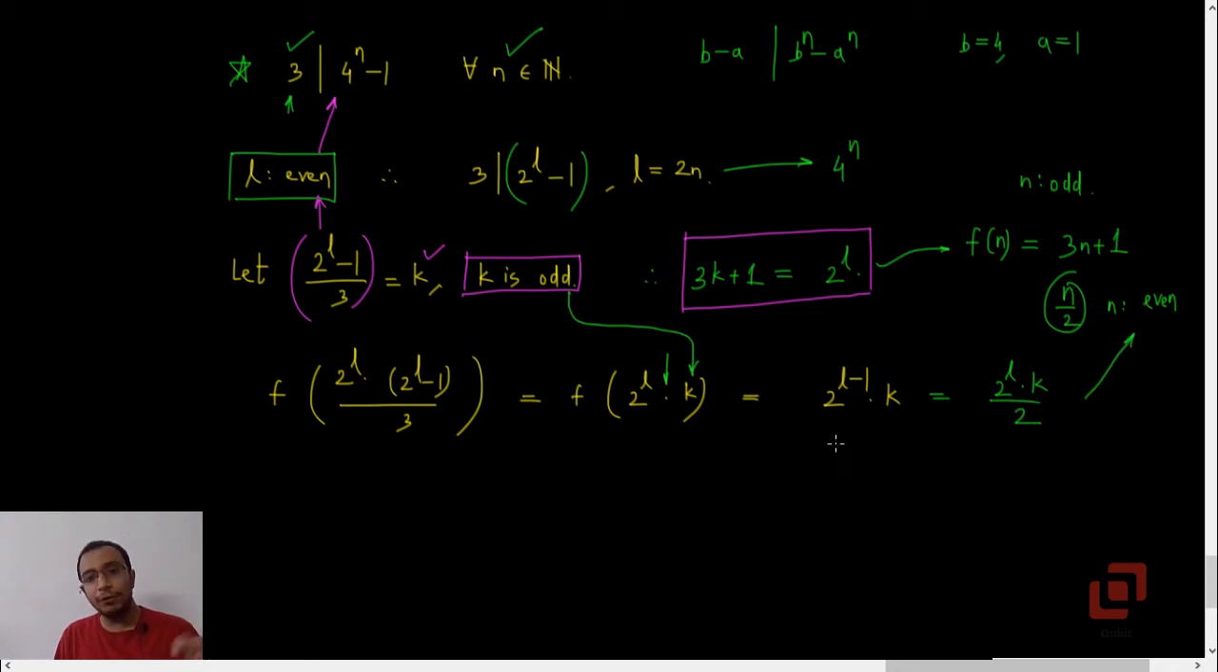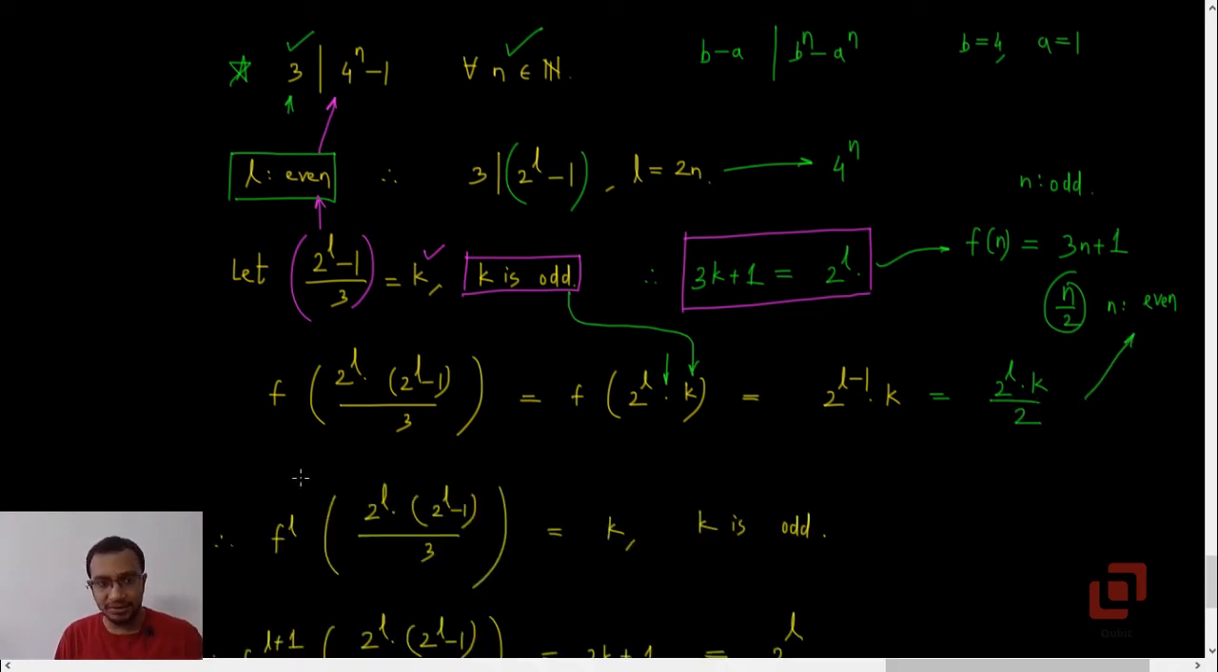Okay, now we have to apply this L times, isn't it? We have to apply it L times so that the index of 2 becomes 0. If we apply it once, then it becomes L minus 1. So we apply it L times. If we compose the function L times, then it is going to be 2 raised to L minus L or 2 raised to 0, which is 1 into k. And now composing f L times has led us to an odd number, which is k, isn't it?